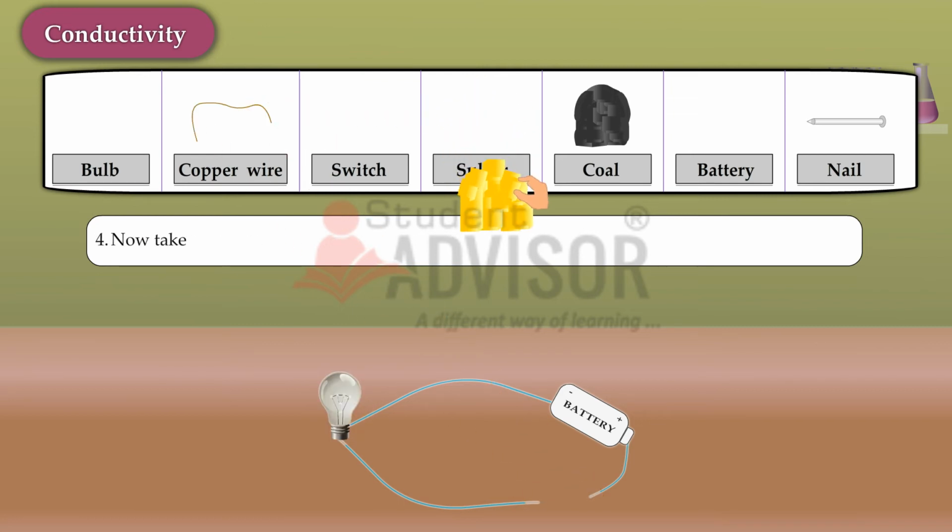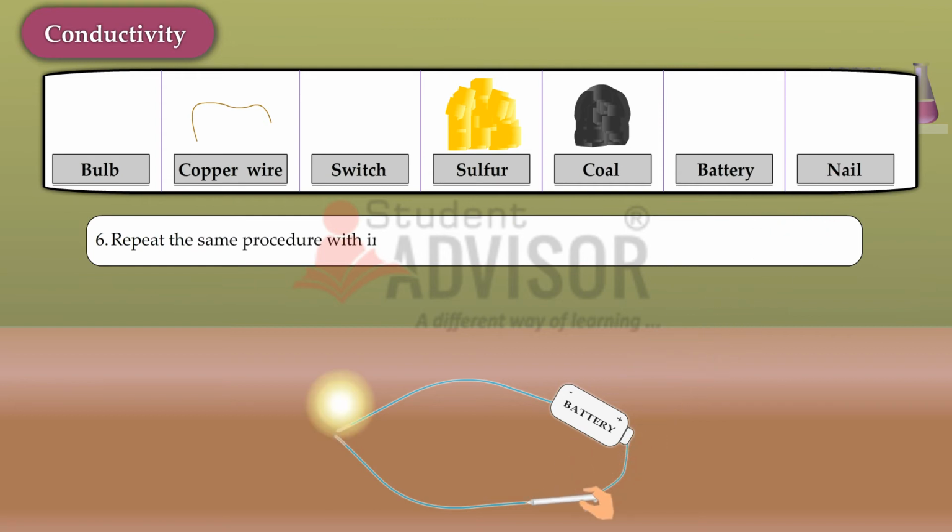Now take sulfur piece and join it. The bulb does not glow. Repeat the same procedure with iron nail. The bulb will glow.